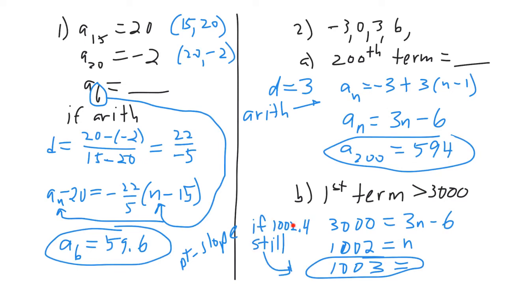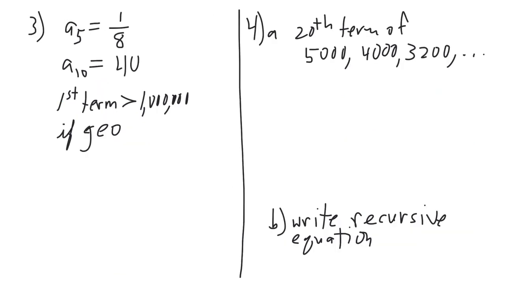If I were to have gotten a decimal answer, say the next time I do such a problem, just know that you can never have a decimal answer for a term number, so you still have to go up to the next n value or the next whole number. So there's an adjustment for this kind of question. A couple more problems here.